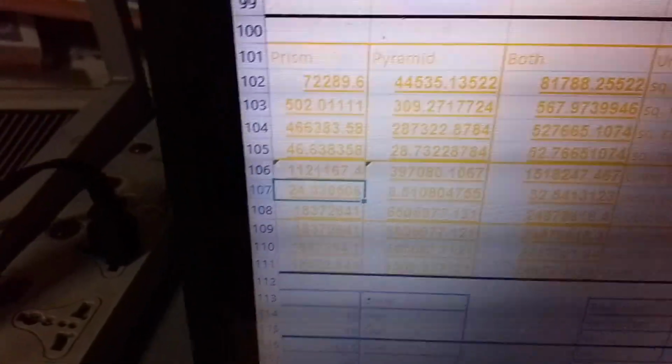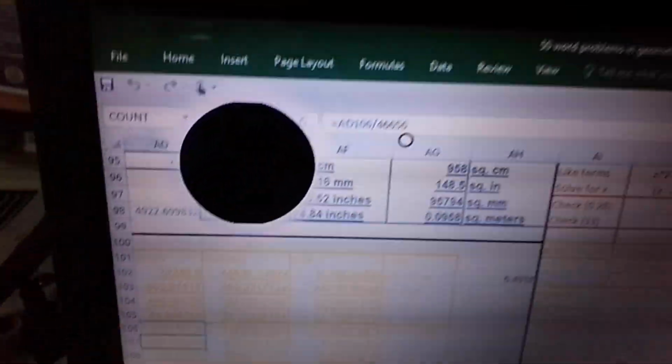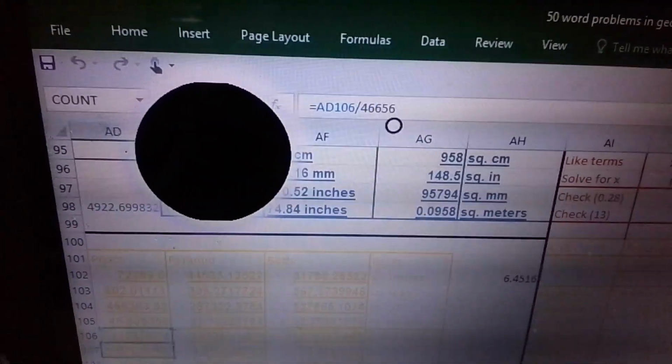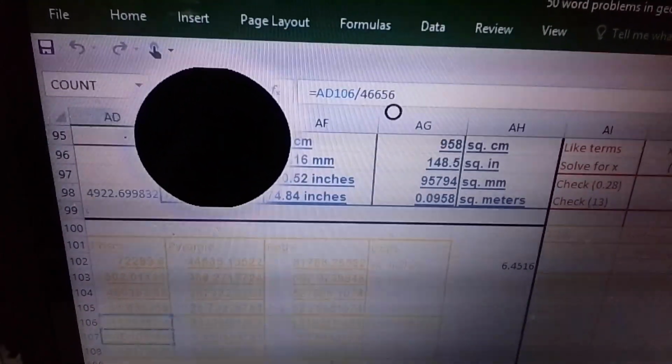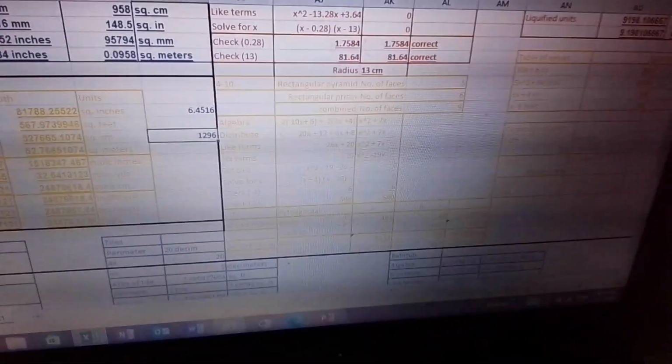So that's what I did here. What I did is, you see the one highlighted? I divide that by 46,656. So, you might be asking me, what's that 46,656? Let me type it for you. Remember, I typed 36, then caret 2. Yeah. Right?